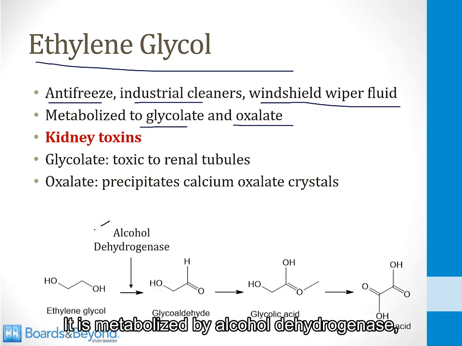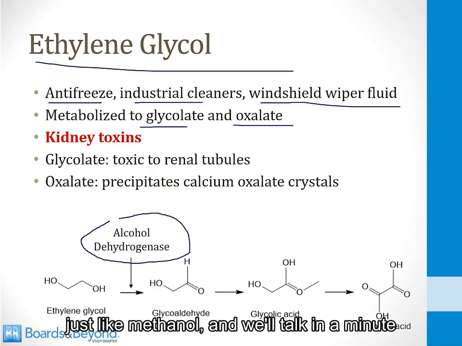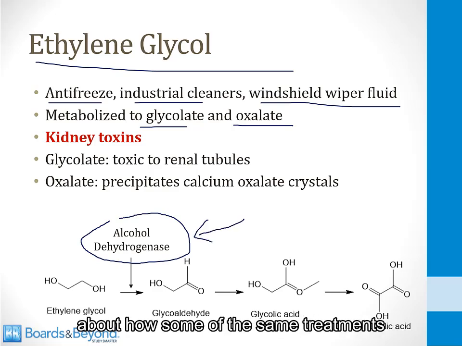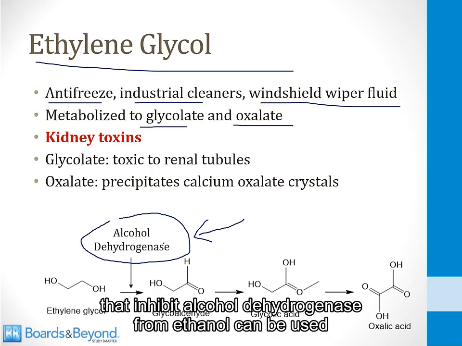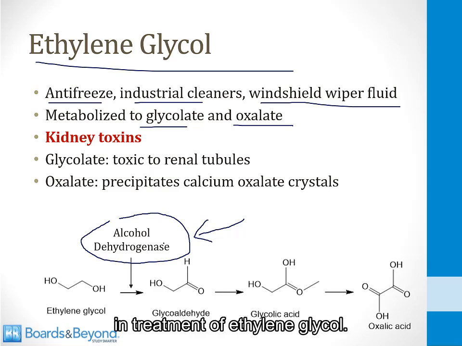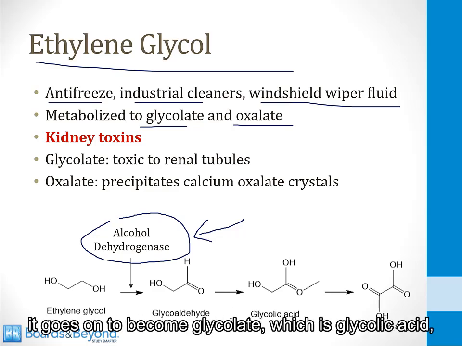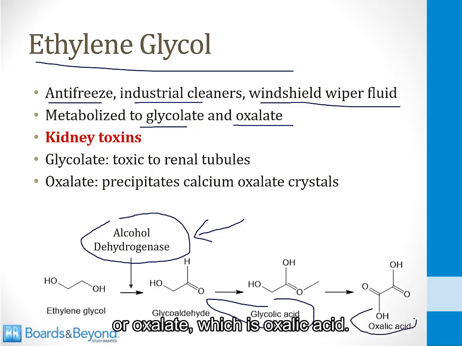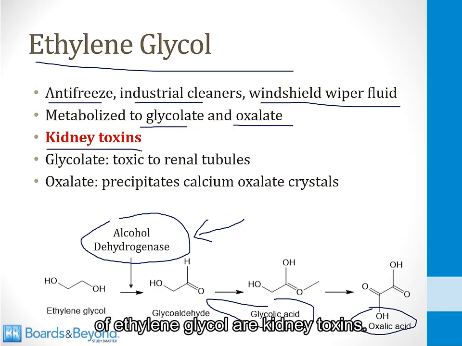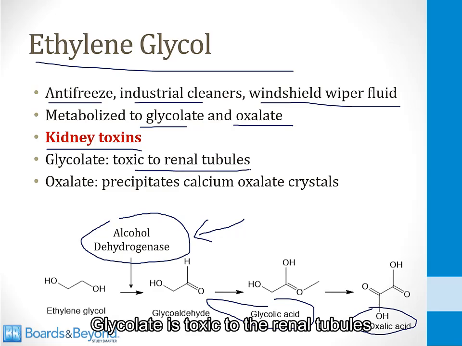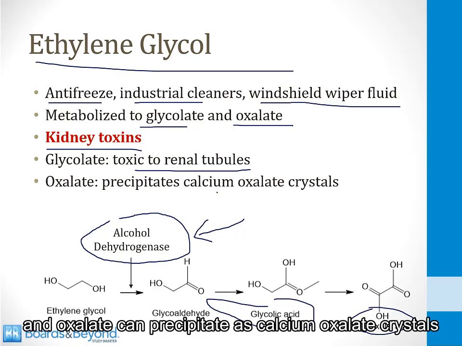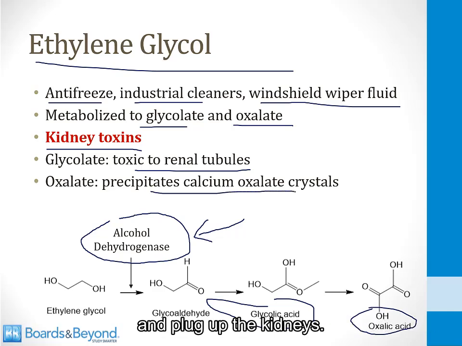It is metabolized by alcohol dehydrogenase just like methanol, and we'll talk in a minute about how some of the same treatments that inhibit alcohol dehydrogenase for methanol can be used in treatment of ethylene glycol. After metabolism by alcohol dehydrogenase, it goes on to become glycolate, which is glycolic acid, or oxalate, which is oxalic acid, and these are the acids that cause the anion gap to increase. Both of these metabolites of ethylene glycol are kidney toxins. Glycolate is toxic to the renal tubules, and oxalate can precipitate as calcium oxalate crystals and plug up the kidneys.